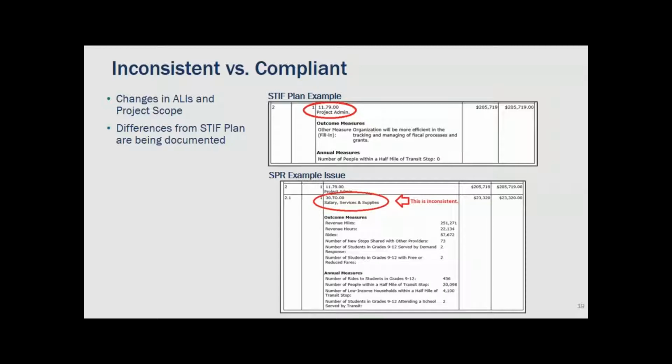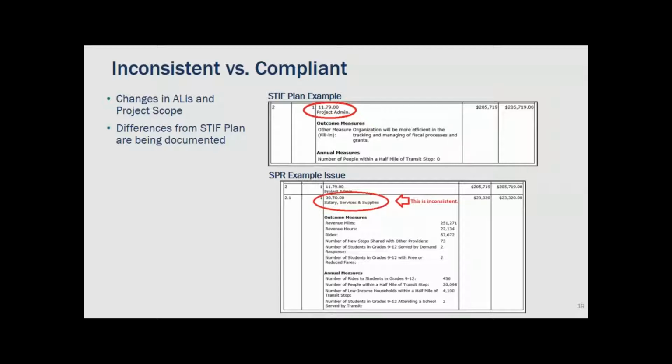We can see there it says more efficient tracking and managing of fiscal processes within the grant. That implies it's more of the internal staff at the organization working on the reporting, whereas in the SPR, it looks like it was reporting driver and dispatcher salary. So there is an inconsistency there, and with the additional context, we can see if that rises to a level of non-compliance or not. It really depends on the scope of the project and the intent of how the STIF plan was entered. So this is a process that needs some collaboration from both sides.